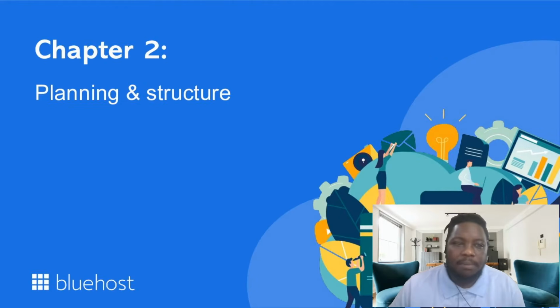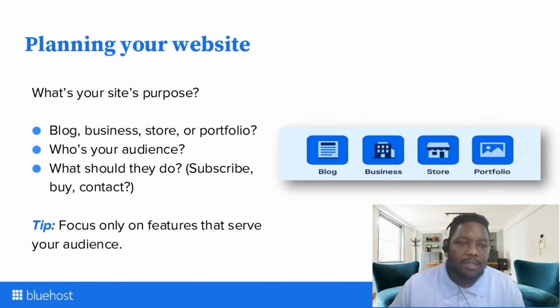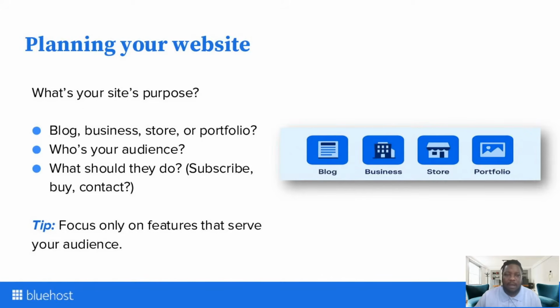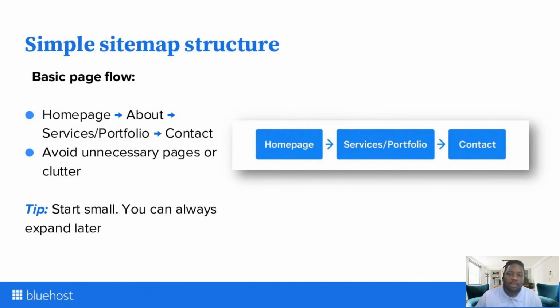Chapter 2: planning and structure. Up next, planning and structure. Planning your website: ask yourself, what's my site's purpose? Who is my audience? What do I want them to do? Subscribe, buy, or contact me? Stay focused and only add features that serve your actual audience. Simple sitemap structure: start with a basic flow of home, about, services or portfolio, and contact.